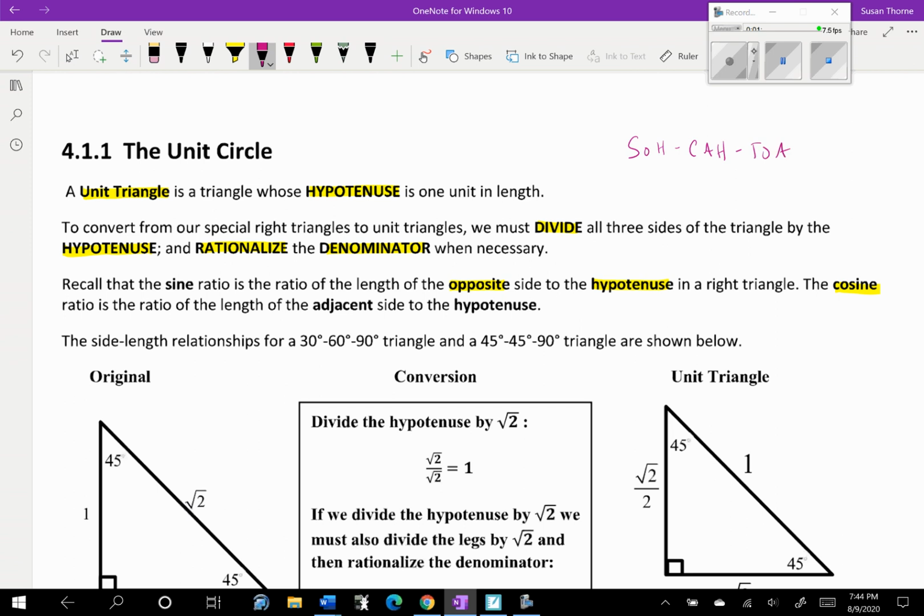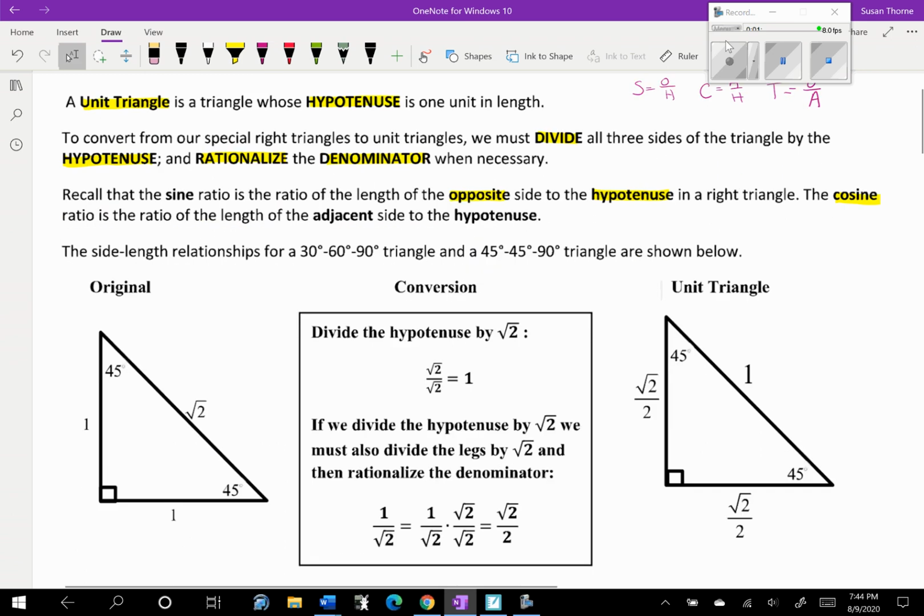And so we talked about sine is the S, is the opposite over hypotenuse. Cosine is the C, which is adjacent over hypotenuse. And tangent, which is the T, is opposite over adjacent. So we talked about these in Math 1, 2, and 3. And so that's what we're talking about right there.